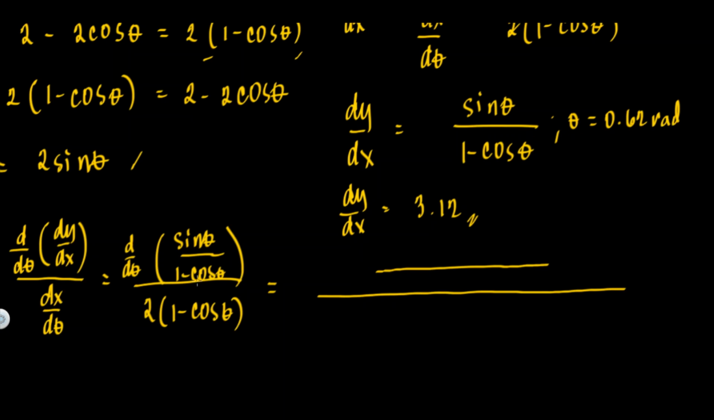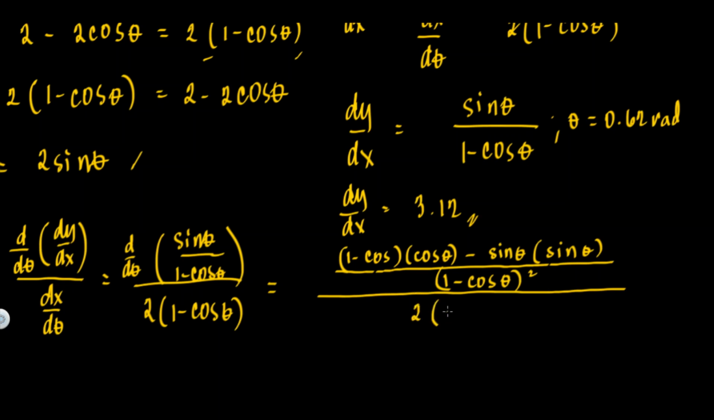So, v du: 1 minus cosine theta, that's v, times the derivative of sine, which is cosine. Minus u dv, where u is sine. The derivative of 1 minus cosine is negative negative sine, so sine theta, times sine theta. All over 1 minus cosine theta square. Correct. Then all over 2 times quantity 1 minus cosine theta. That's long.